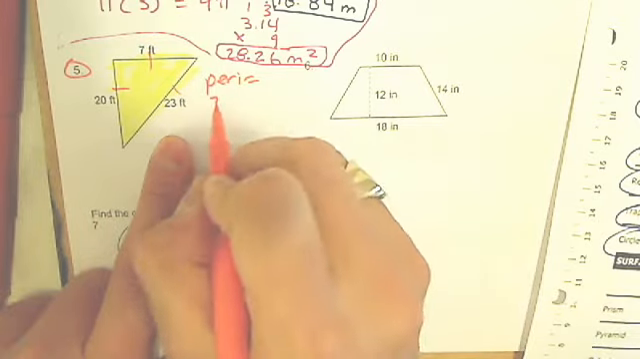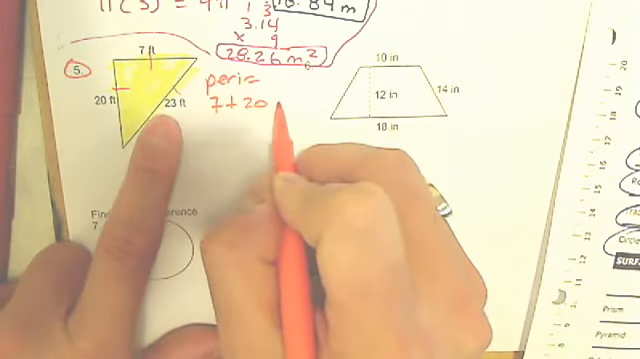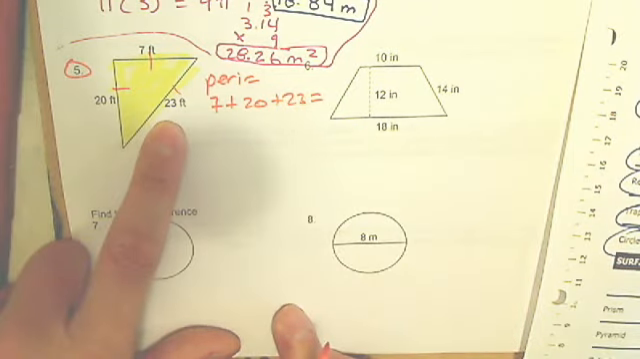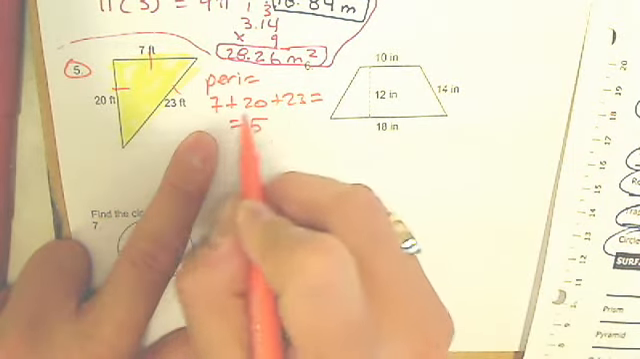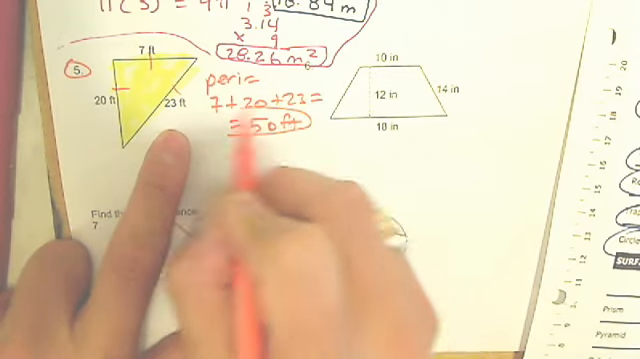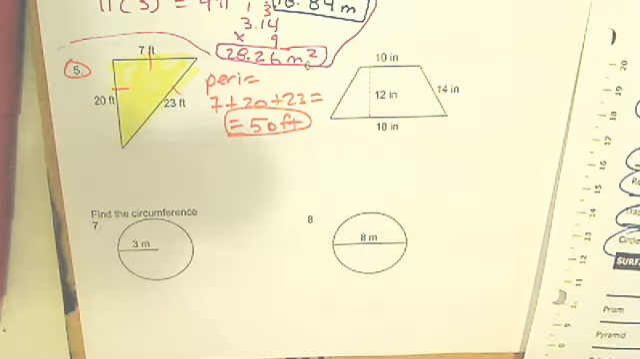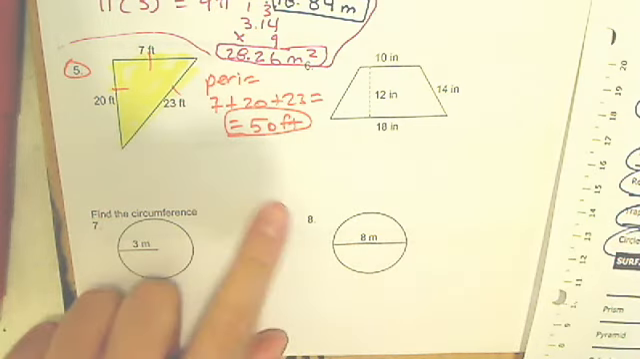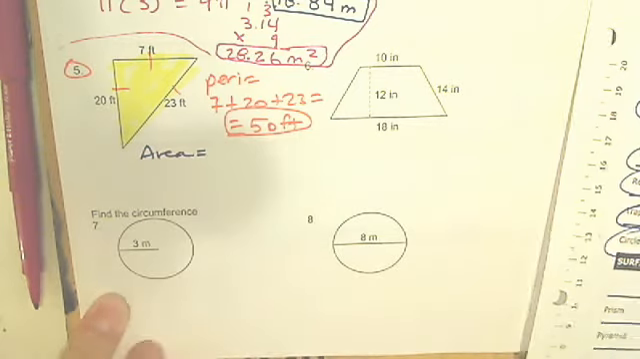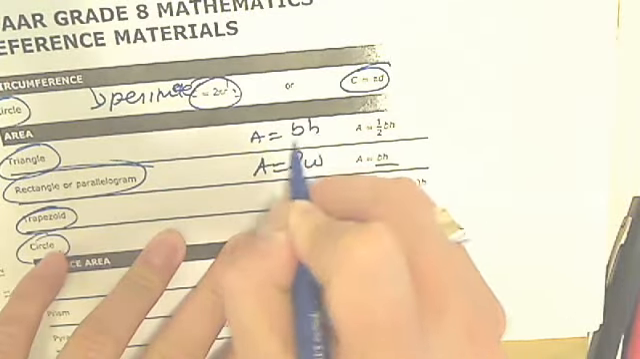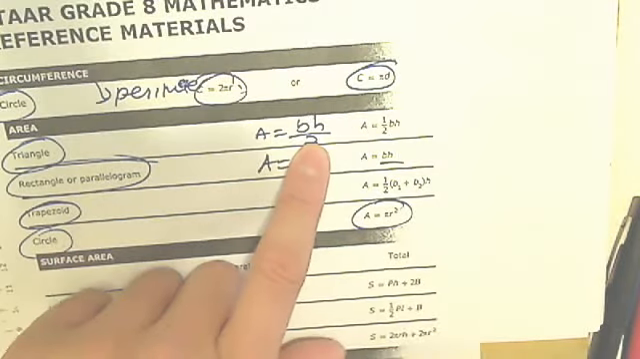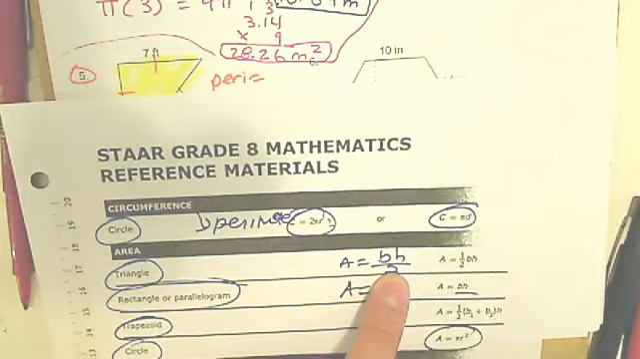So here, perimeter, 7 plus 20 plus 23. When you add everything up, is that 50? 50, just 50 feet. It is not squared. You're just adding. You're not multiplying anything. It's just regular feet. However, the area on your chart, triangle, area, base times height divided by 2.